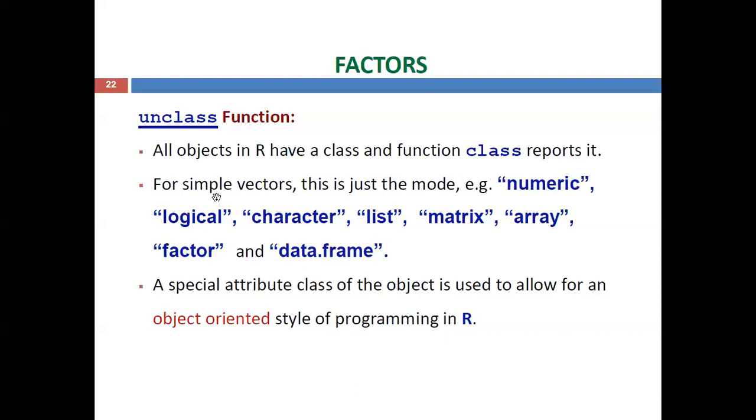For simple vectors, this is just the mode. For example, mode is one class. What are the various types of modes? The first is numeric mode, then logical mode, then character mode, then list mode, then matrix, then array, then factor and data.frame. In our previous lecture we discussed these various modes. These are some of the examples of a vector with all these possible modes. Now we will call this one class.